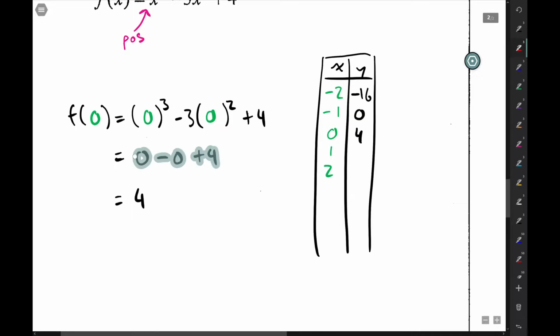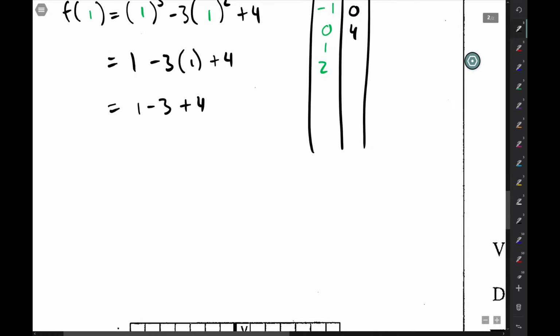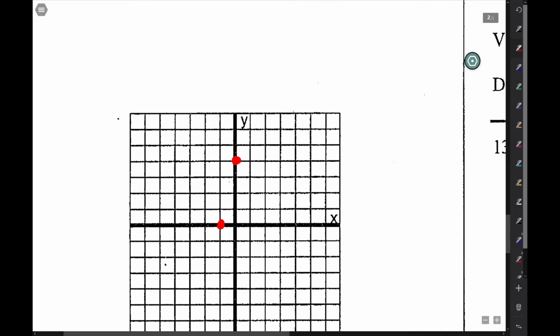Sweet. We're going to go ahead and keep going right, because that seems to keep giving us good values. Let's try 1. Cool. 1 cubed is 1. -3 times 1 squared is -3. Plus 4. 1 subtracted by 3 is -2, plus 4 gives us 2. All right, so 1 will give us 2. If we go right 1, we'll go up 2. Boom. Right 1, up 2.